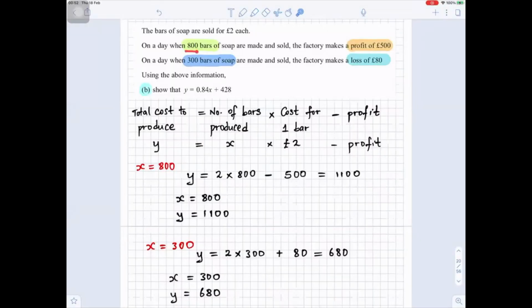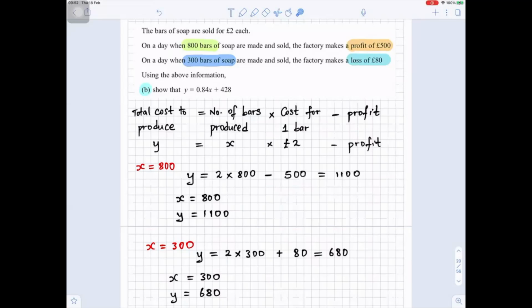On a day when 800 bars of soap are made and sold, the factory makes a profit of £500. On a day when 300 bars of soap are made and sold, the factory makes a loss of £80. Using the above information, show that y equals 0.84x plus 428.